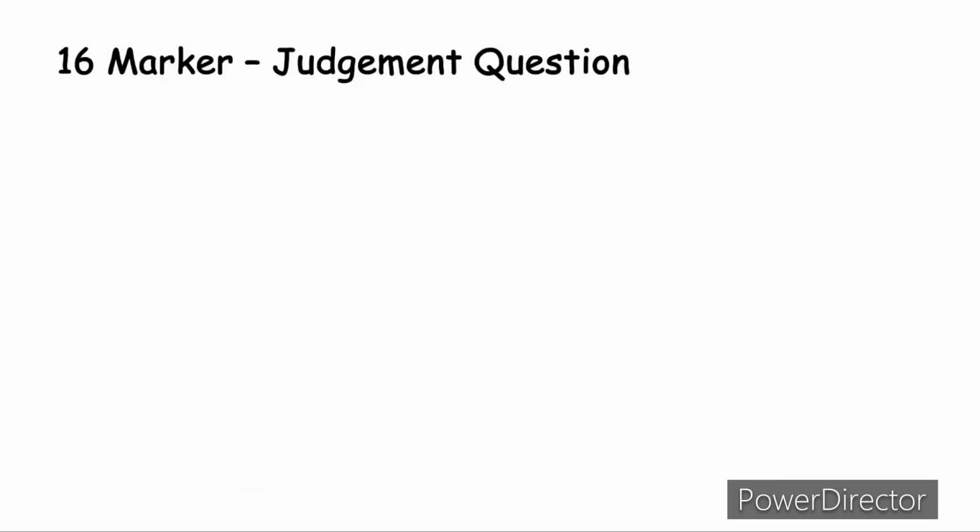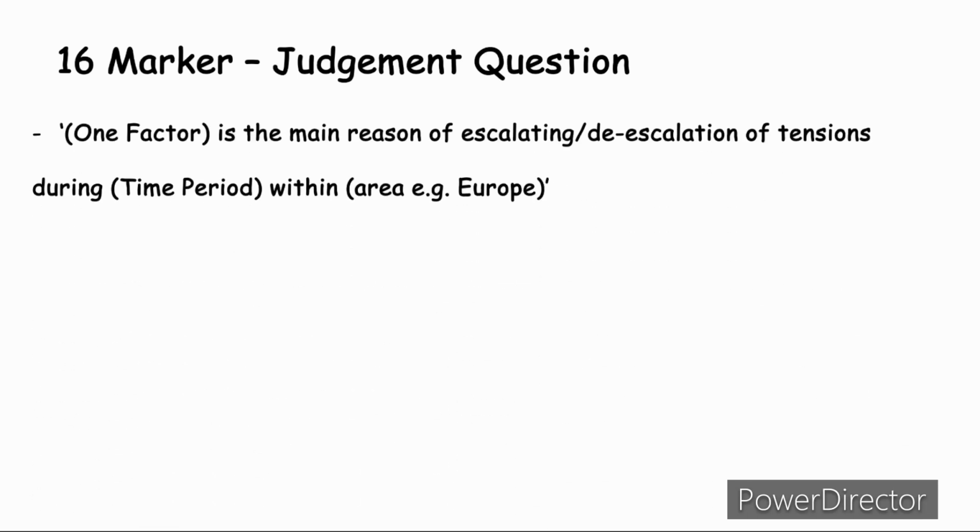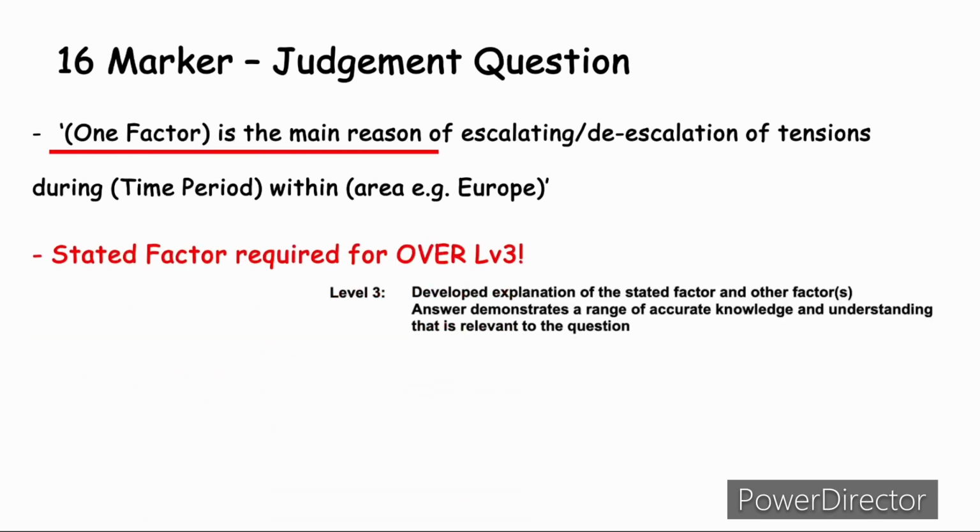And finally, the big fat 16 marker. How far do you agree type judgment question? It will provide you with a statement saying that one particular event is the main reason for increasing or decreasing tensions during a particular time, possibly in a specific area. 3 things to focus on the statement. You have to write about a stated event or you will be capped at level 2.